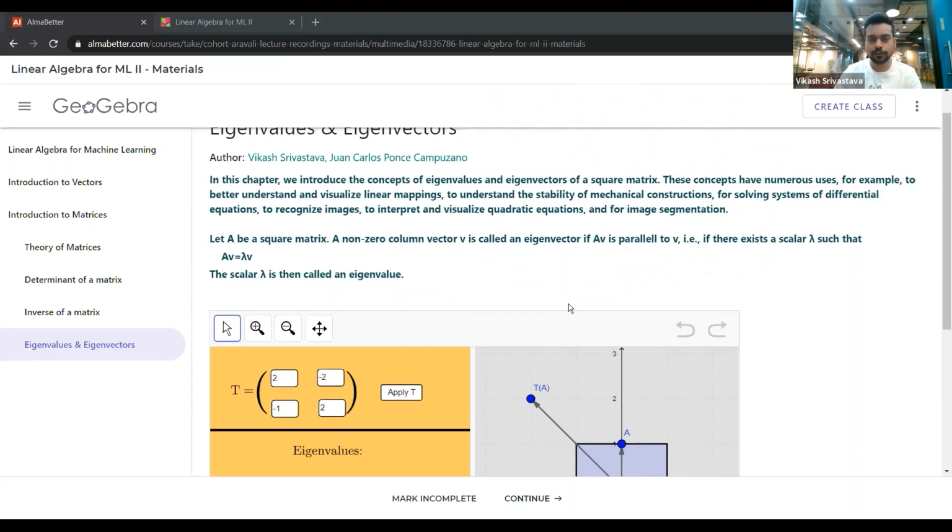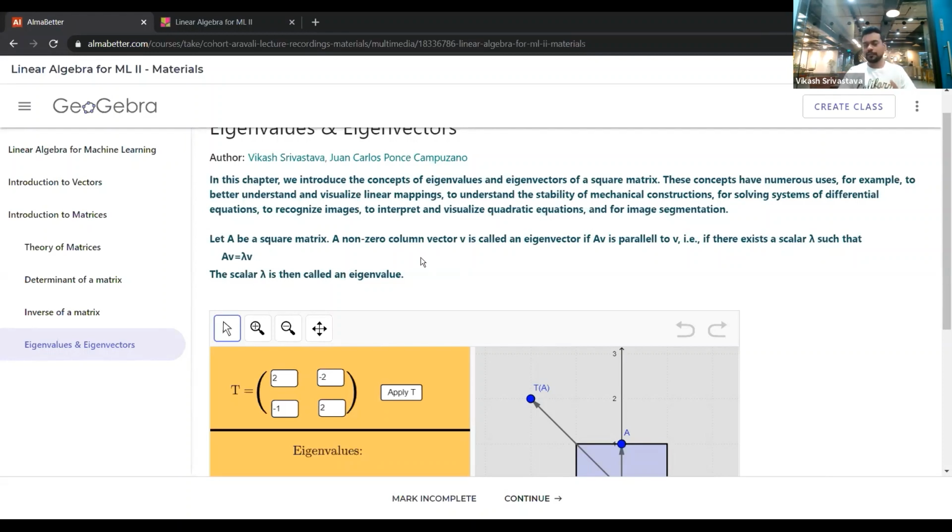Look at the definition of an eigenvector. Let A be a square matrix. This is very important. You know a square matrix, right? In a square matrix, the number of rows and columns are equal. So let A be a square matrix. A non-zero column vector V, so essentially a column matrix, is called an eigenvector if A multiplied by V is equal to lambda times V.